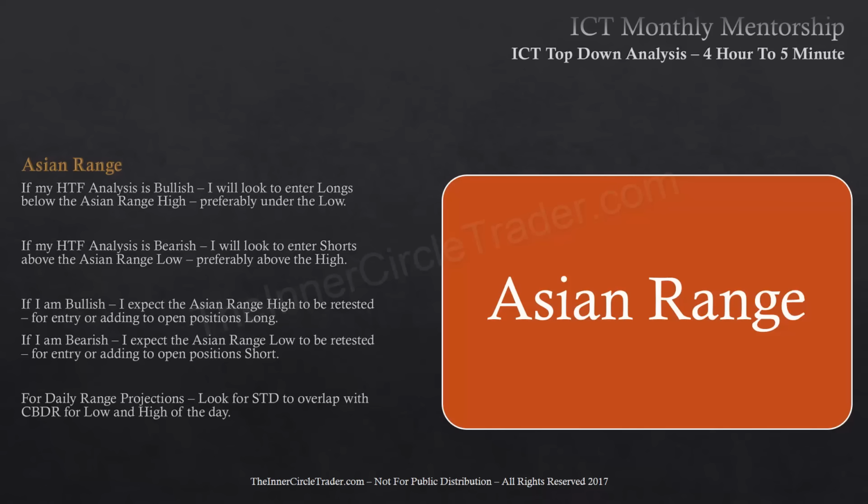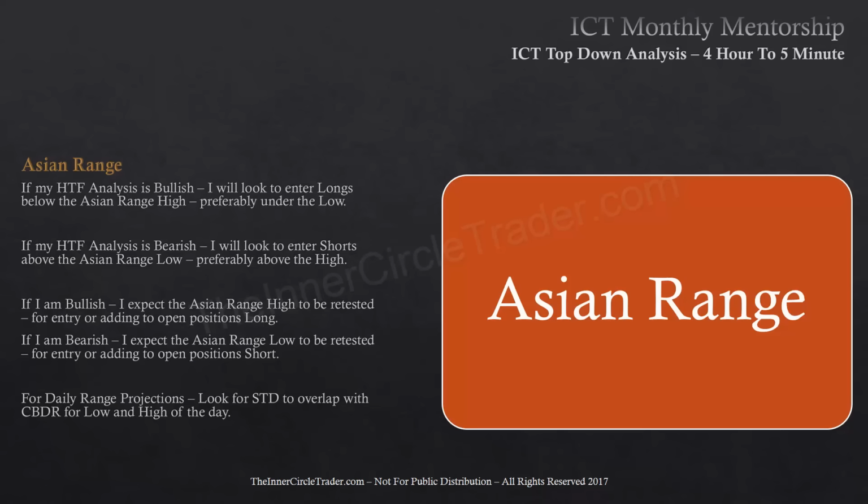Now, if I'm bullish, I expect the Asian range high to be retested for entry as support or adding to open positions for a long. If I'm bearish, I expect the Asian range low to be retested for an entry short or adding to an open position for short holdings. In other words, if I have a low that I've bought at and price comes back down into a retracement and hits the Asian range high, many times it'll do that and then accelerate and expand towards the New York Open.